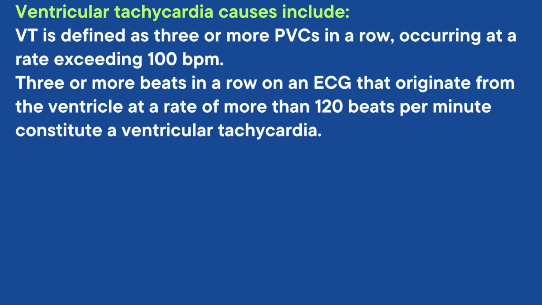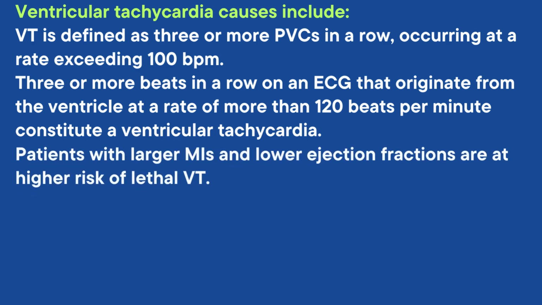The causes of ventricular tachycardia. VT is defined as 3 or more PVCs in a row occurring at a rate exceeding 100 beats per minute. 3 or more beats in a row on an ECG that originate from the ventricle at a rate of more than 120 beats per minute constitute a ventricular tachycardia. Patients with larger MIs and lower ejection fractions are at higher risk of lethal VT. VT is an emergency because the patient is nearly always unresponsive and pulseless.